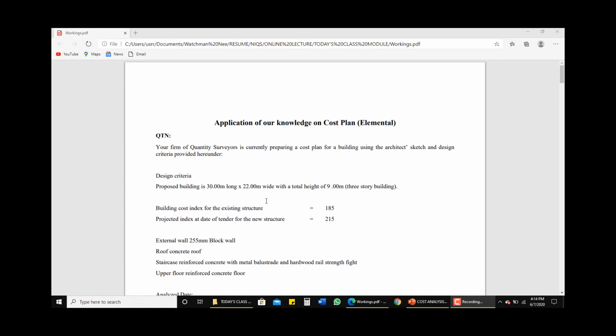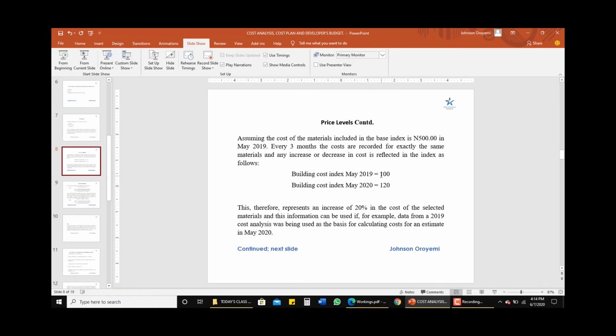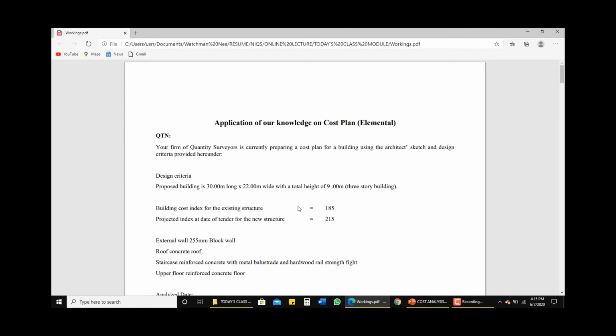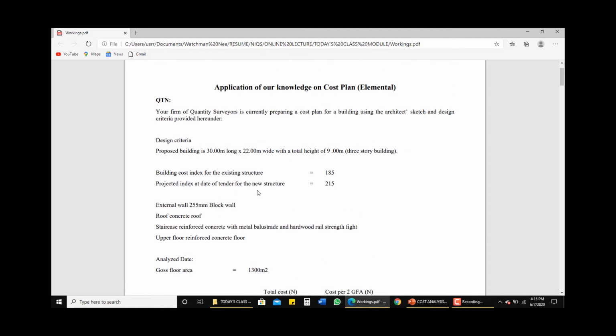So here we have an illustration of how the building cost index is actually applied, although it's quite different from what we have here. For this one, the building cost index for May 2019, that is for the existing structure, is 100, which is a base year, and the building cost index for May 2020 is 120, which shows an increase of 20% in the cost of the selected materials. Here we have a different building cost index, but it's just for an illustration anyway.